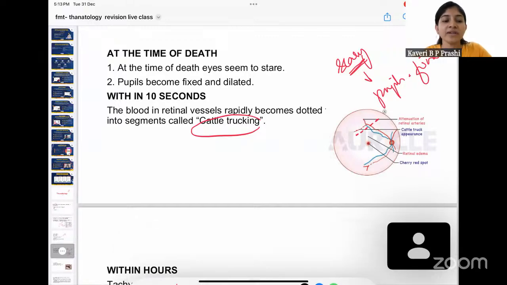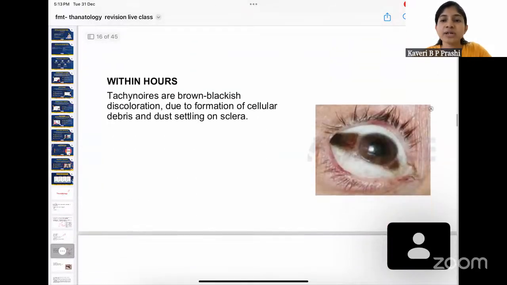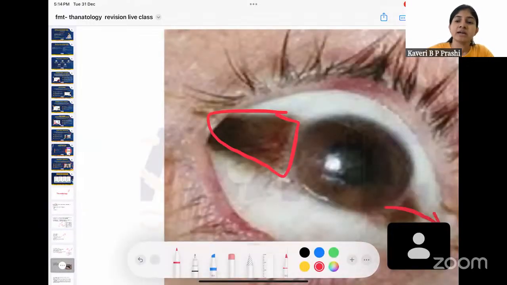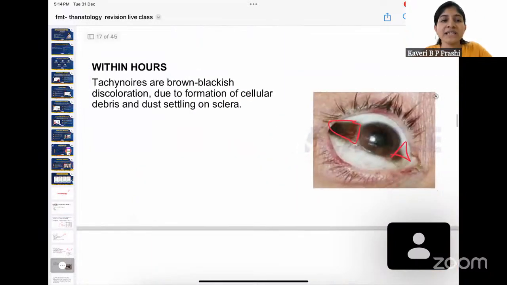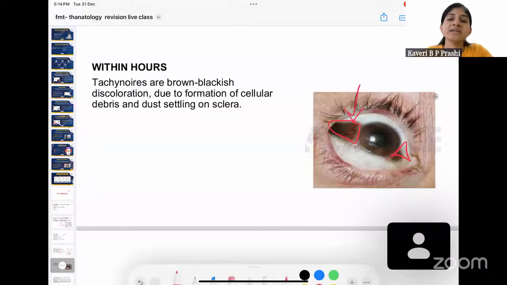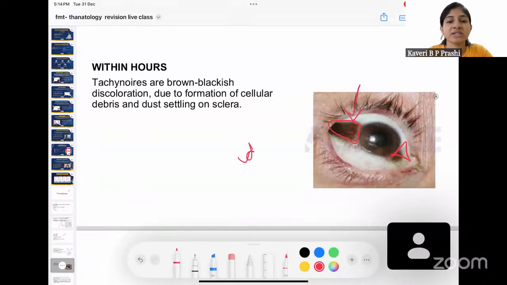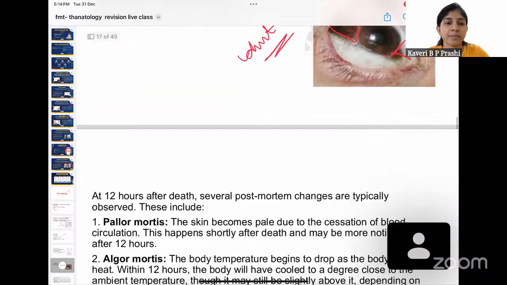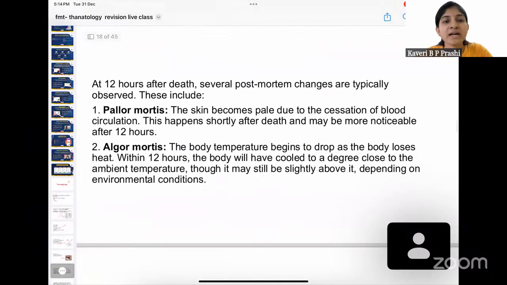Okay. After which, within certain hours, tache noire is seen. What is tache noire? If you look at this image, this triangular area that you see on both sides of the eye is called tache noire, and it appears after a few hours. It is a brown-blackish discoloration due to cellular debris and dust settling on the sclera. So remember, these are the waste material. The debris and the dust which settle on the sclera after a few hours is called tache noire. So what are the two changes in the eyes? Cattle tracking and tache noire.